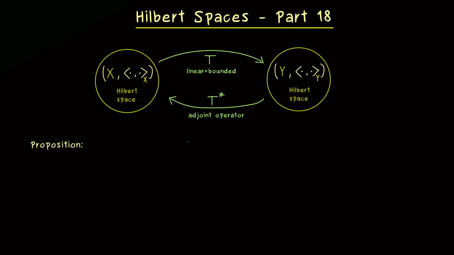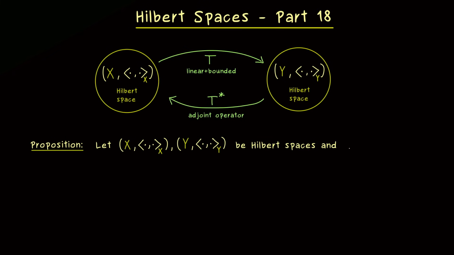And now instead of giving you a definition for T star, I can immediately start with the proposition where we can prove that this T star operation is well defined. More precisely, we have to show that there is only one possible operator that satisfies the conditions we want to have. But first let's write down the assumption again. So we have two Hilbert spaces X and Y and a linear bounded operator T. And there please recall from functional analysis that bounded means that the operator norm of T is finite.